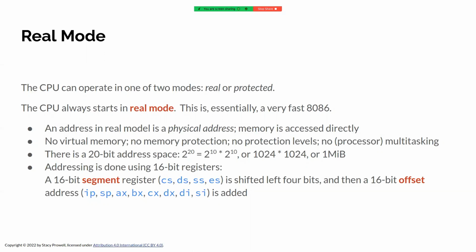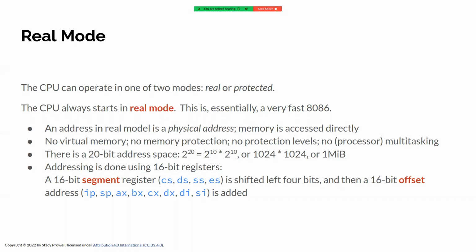So the x86 CPU operates in one of two modes. It operates in real mode or protected mode. And real mode seems like what it should usually be doing, but it's not. Real mode is very limited, and when your processor is running in real mode, it's essentially a really fast 8086. That's basically what it is.